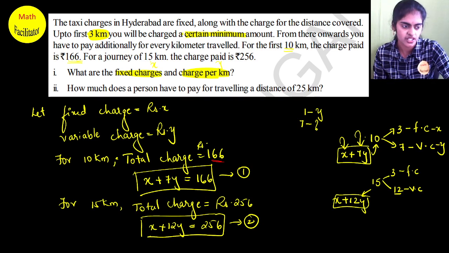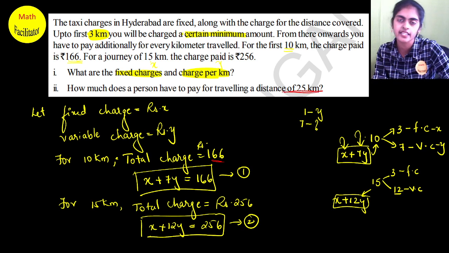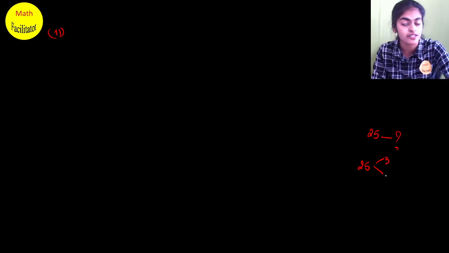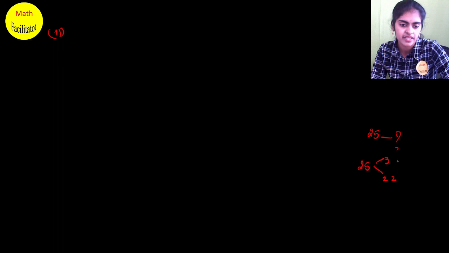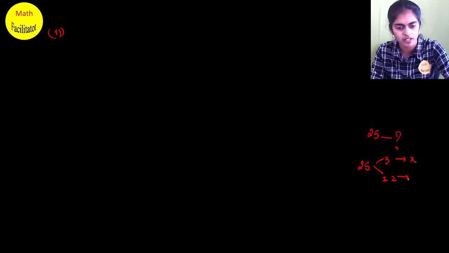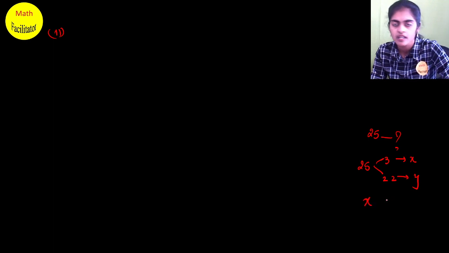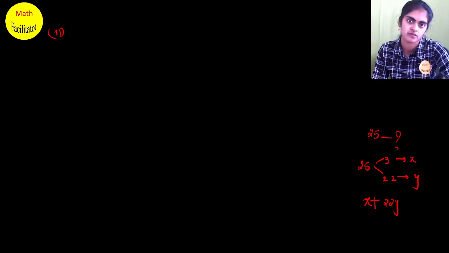Now the second part of the question: how much does a person have to pay for traveling a distance of 25 kilometer? So this 25 kilometer can be divided into fixed and variable. 3 kilometer fixed, so how many variable? 22 kilometer variable. Fixed cost is x, variable cost is y. So for 3 kilometer fixed cost, x rupees you will pay. 1 kilometer is y rupees, so 22 kilometer is 22y. This is the total you will pay.